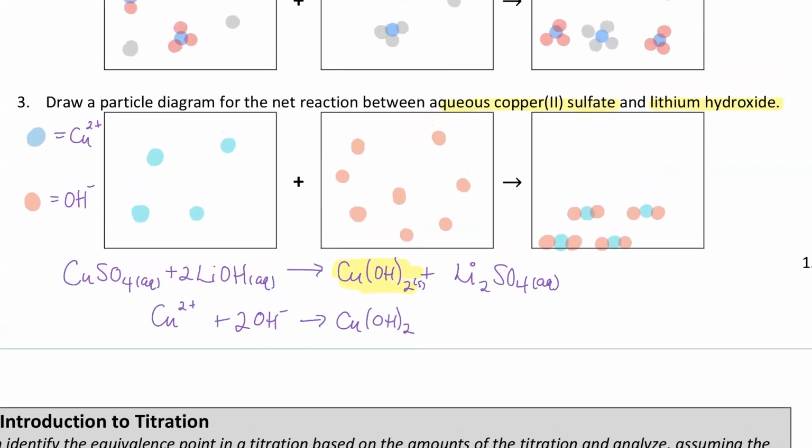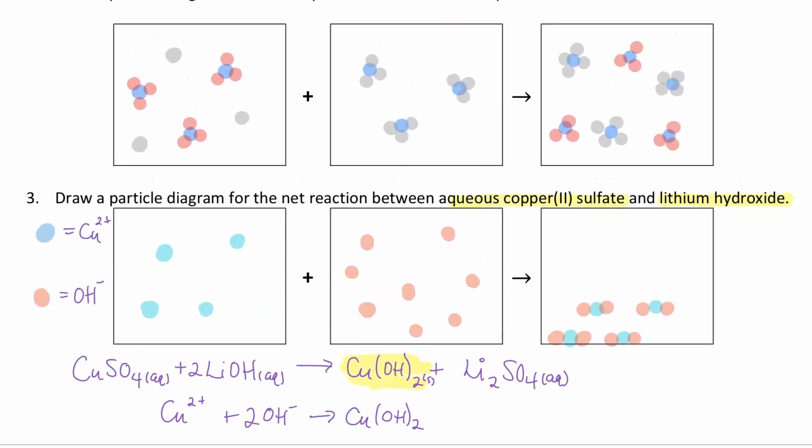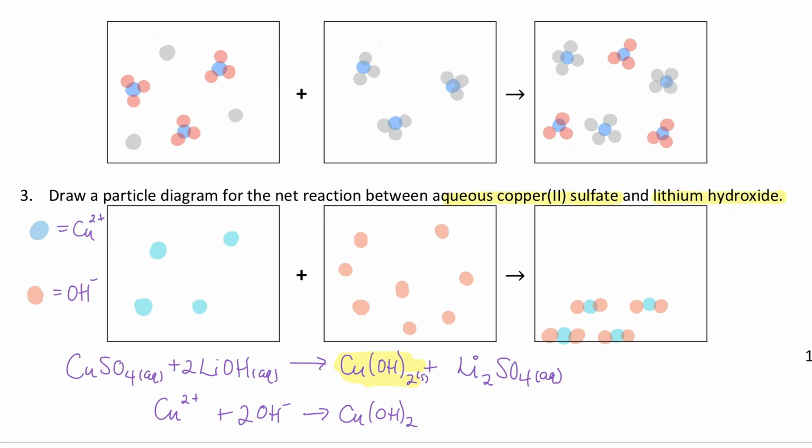Okay. Now it is kind of a tedious process to go through all of these, especially if it's just asking you for the particle diagram, which is why on your practice you're going to be asked to go through all 4 steps. The complete reaction, the complete ionic, the net ionic, and a particle diagram.